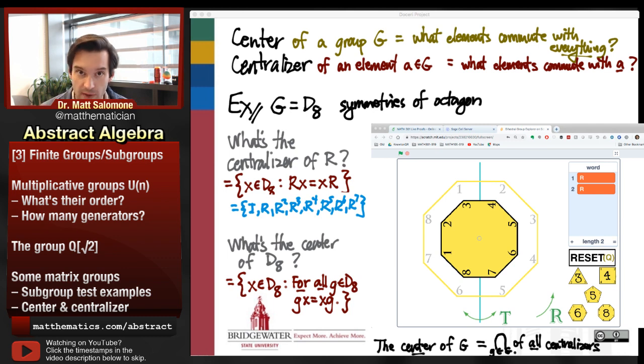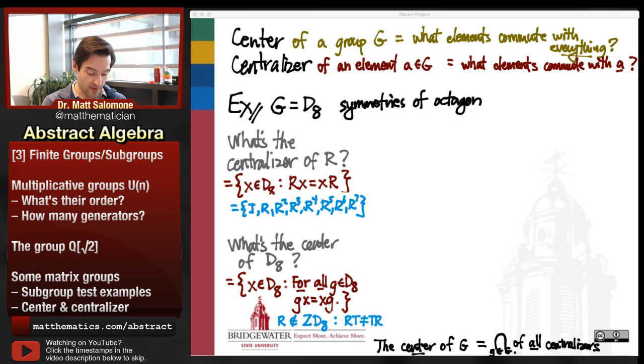We know, for example, that r doesn't belong to the centralizer. Oh, sorry, to the center, which, by the way, is usually denoted with a Z. The German word for center starts with a Z, so Z(D8) means the center of D8. R does not belong to that center because there exists an element which R doesn't commute with, for example, T. RT is not equal to TR. So because there's something that R doesn't commute with, that means that R doesn't belong to the center.